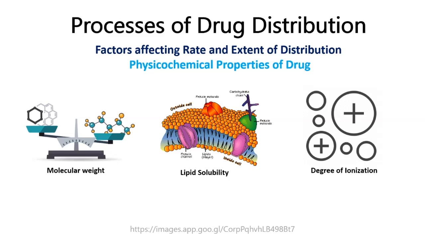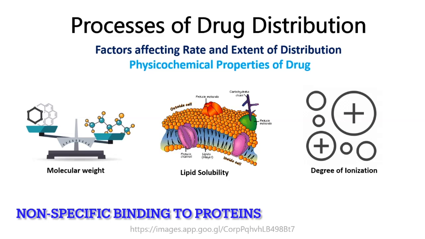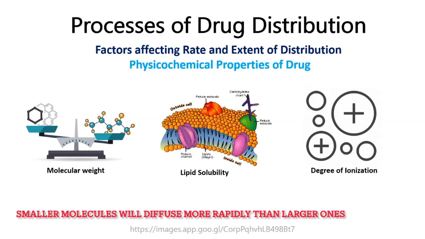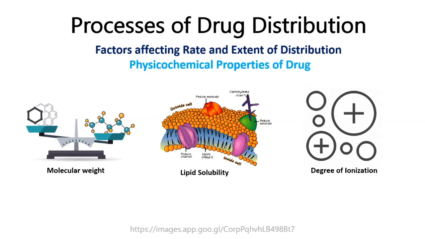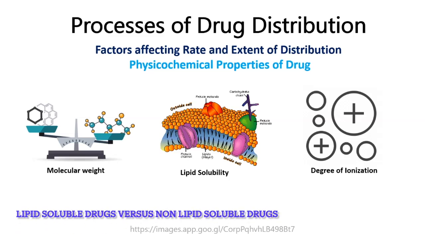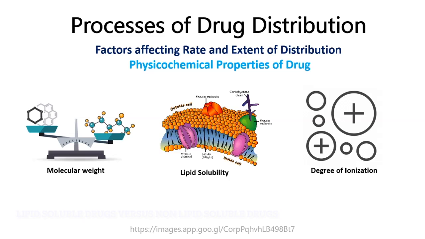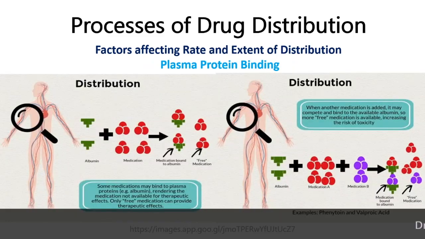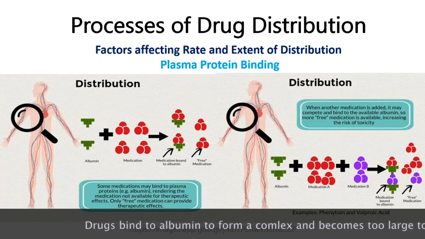Additional factors that may affect the rate and extent of distribution include non-specific binding to proteins. Smaller molecules diffuse more rapidly, while larger molecules less so. Lipid-soluble drugs tend to be distributed more widely around the body than non-lipid soluble drugs. Drugs may bind to albumin that is found in plasma, and this binding forms a drug protein complex that becomes too large to diffuse across the tight spaces in our capillary membranes.